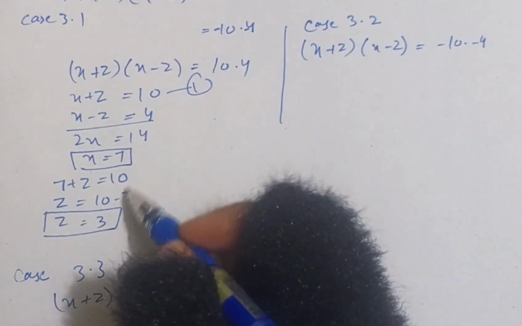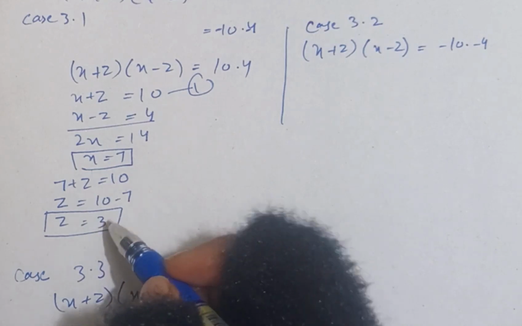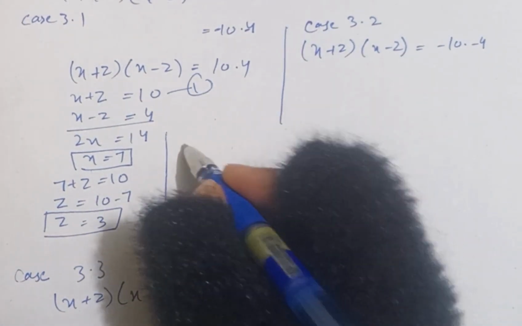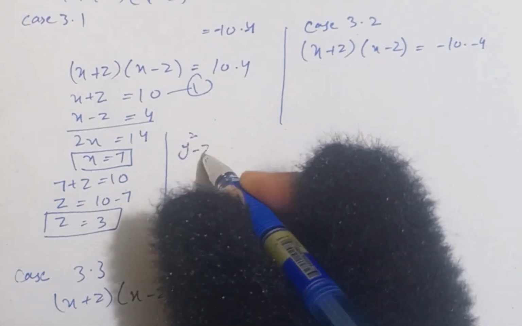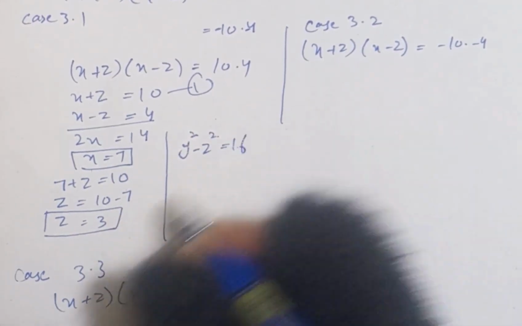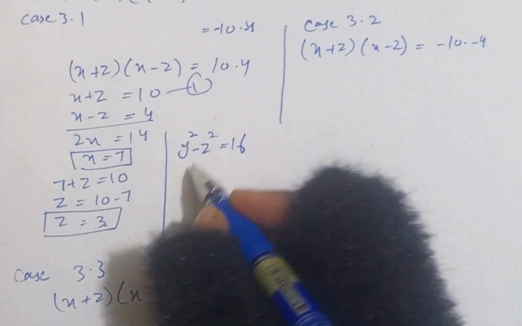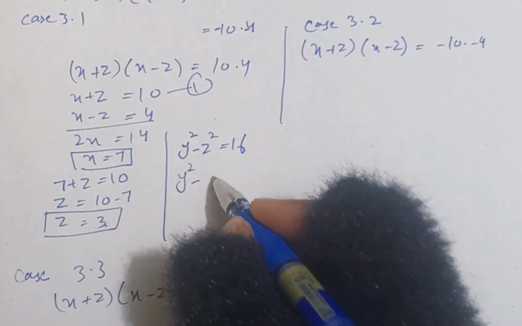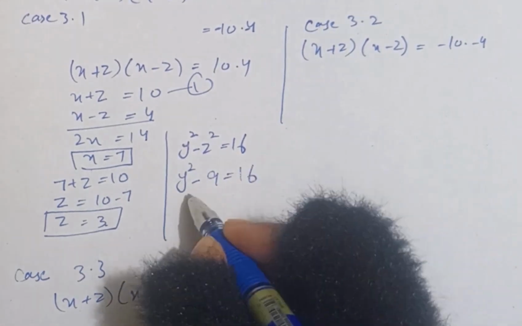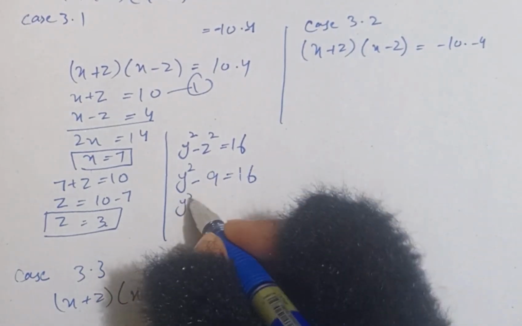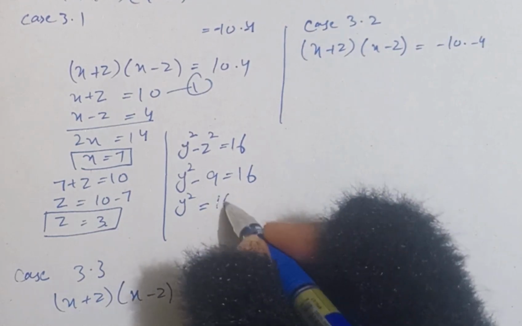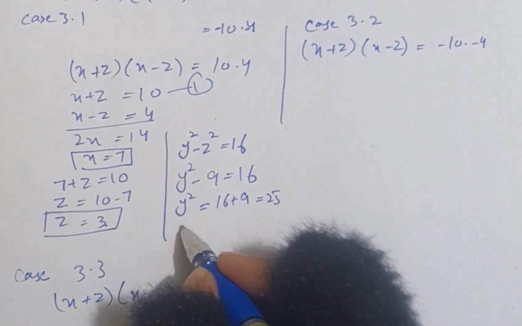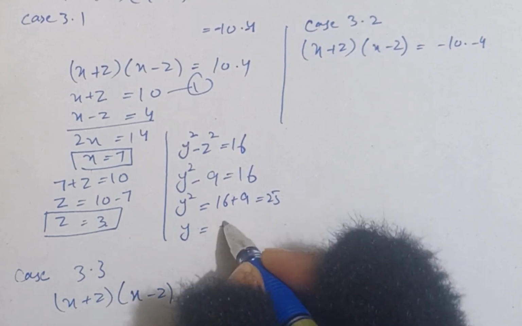Now we substitute the value of z in equation number 2, and our equation number 2 is y square minus z square is equal to 16. So z is 3. So this will become y square minus 3 square, which is 9, is equal to 16. Add 9 on both sides, then we get y square is equal to 16 plus 9, and 16 plus 9 is equal to 25. Taking a square root on both sides, then we get y is equal to plus minus 5.